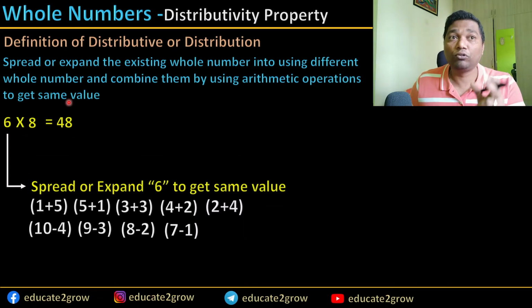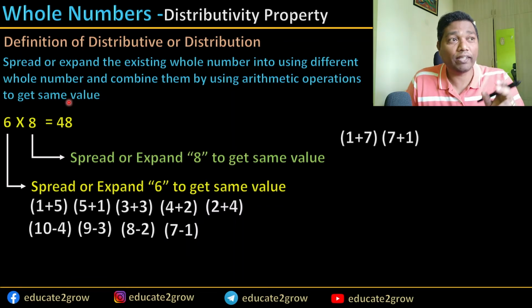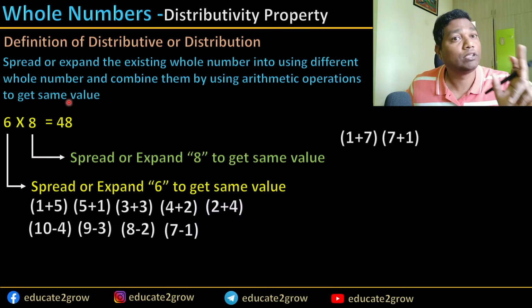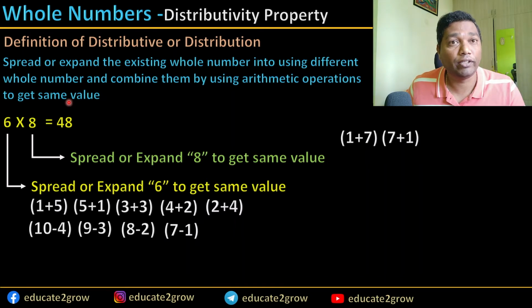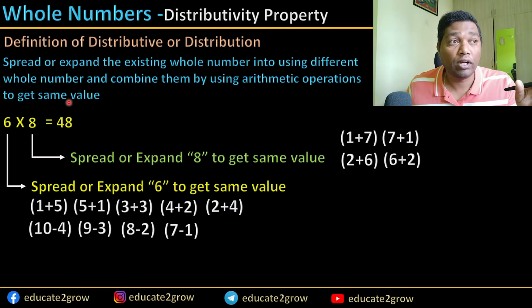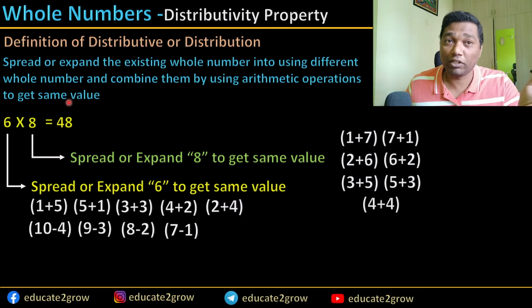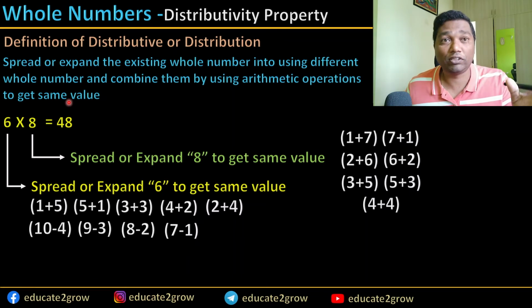Now let's check with the distribution of the number 8. How exactly? 1 plus 7 is 8, 7 plus 1 is also 8. I'm just shuffling here. The closure property is applied on addition both ways. Similarly here 2 plus 6, 6 plus 2, right? And here 3 plus 5 and 5 plus 3, both give 8, and 4 plus 4, obviously even after shuffling they give the same numbers.